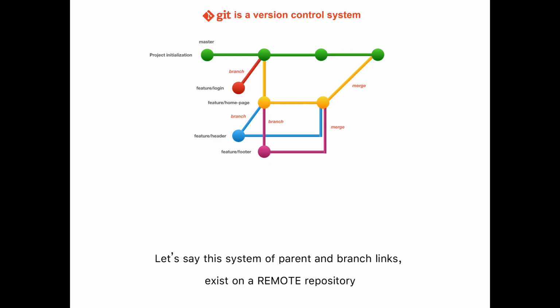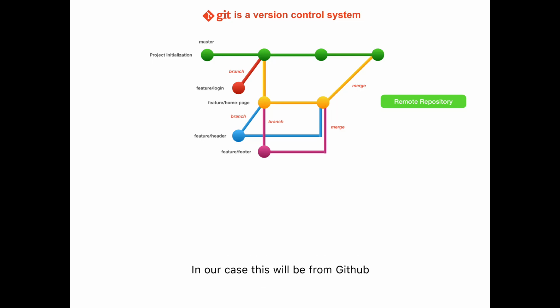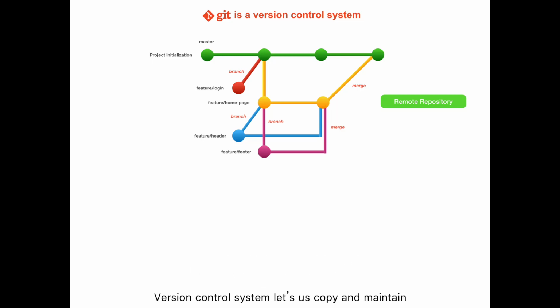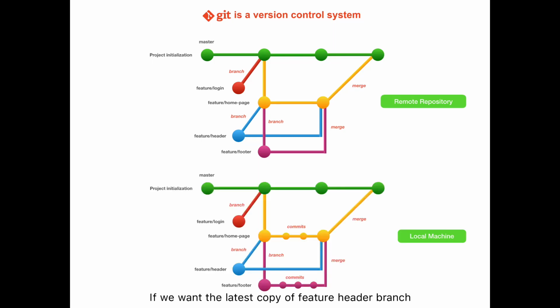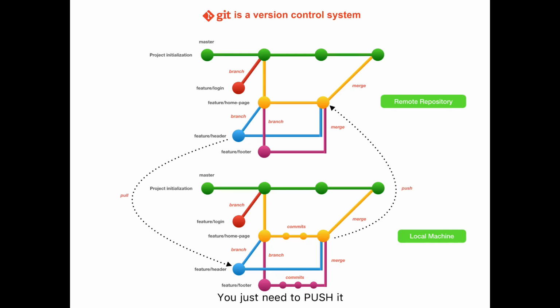Let's say this system of parent and branch links exists on a remote repository. In our case, this will be from GitHub. Version control lets us copy and maintain the same system of links on our local machine. If we want the latest copy of feature header branch, we can pull it from remote. Similarly, if you want to update your changes to remote, you just need to push it.